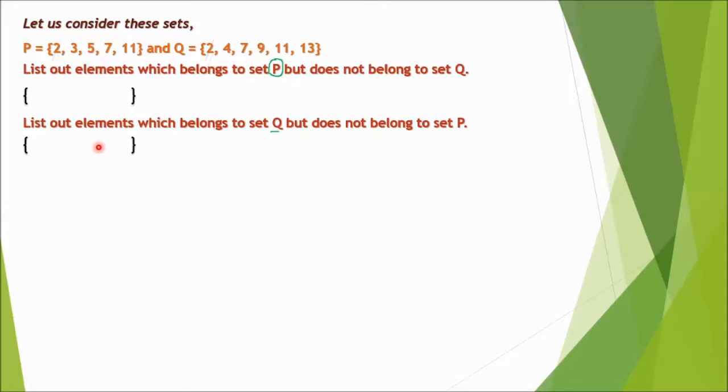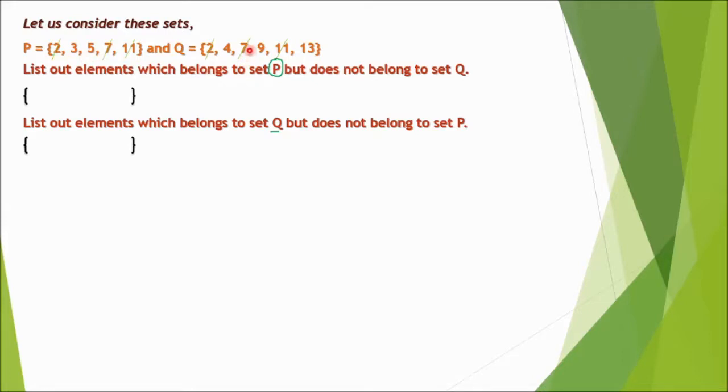As I have already said, 2 is there, and 2 and 2 is cancelled. You can see here 2 and 2 is cancelled. Another is 7 and 7 is cancelled. Another is 11 and 11 is also cancelled. So there are a few elements remaining in set P, and a few elements remaining in set Q.